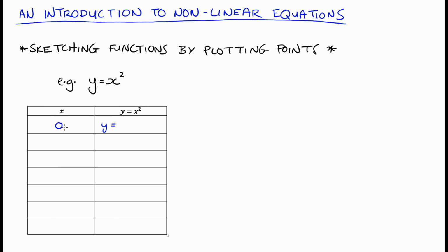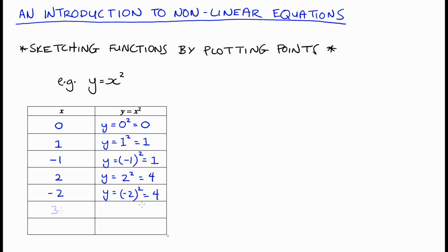So if x was 0, y would be equal to 0 squared, which is just 0. If x is 1, y would be 1 squared, which is 1. If x is negative 1, y would be negative 1 squared, which is 1. If x is 2, y would be equal to 2 squared, which is 4. If x was negative 2, y would be equal to negative 2 squared, which is 4. If x is equal to 3, y would be equal to 3 squared, which is 9. And if x is negative 3, y would be negative 3 squared, so 9.